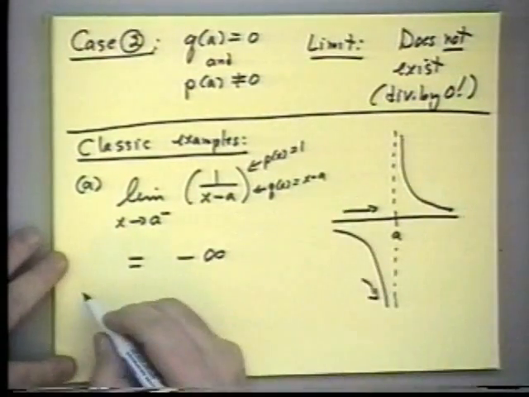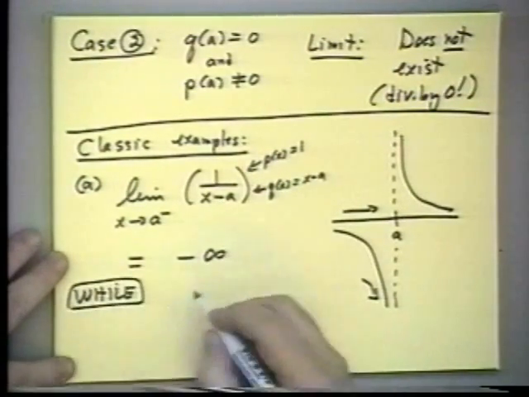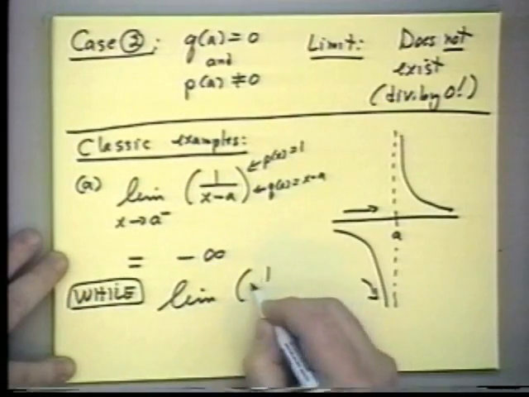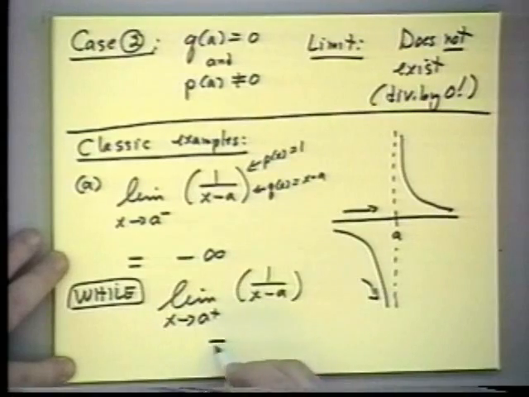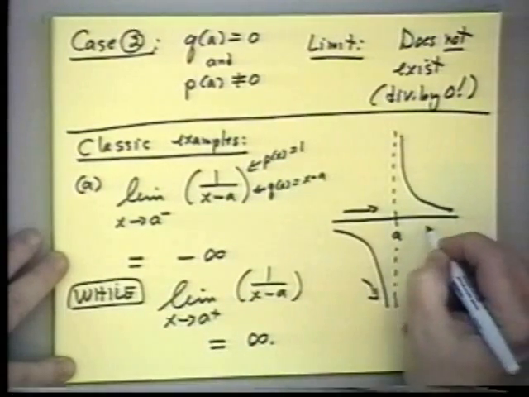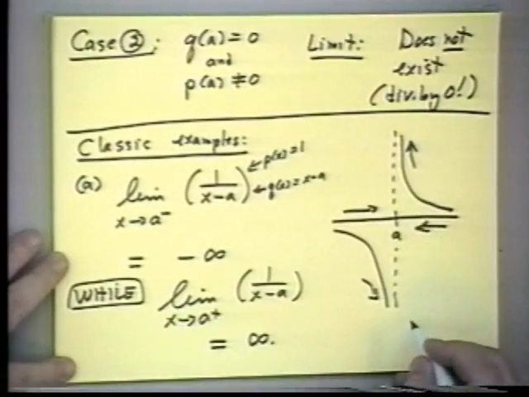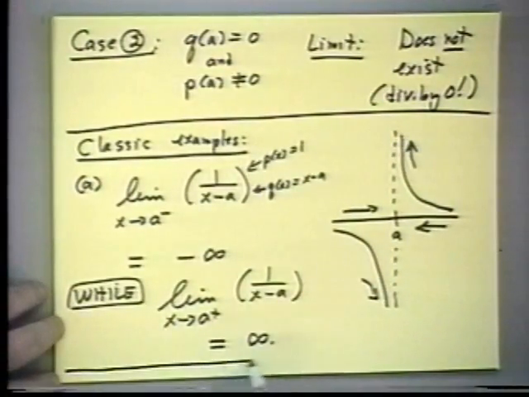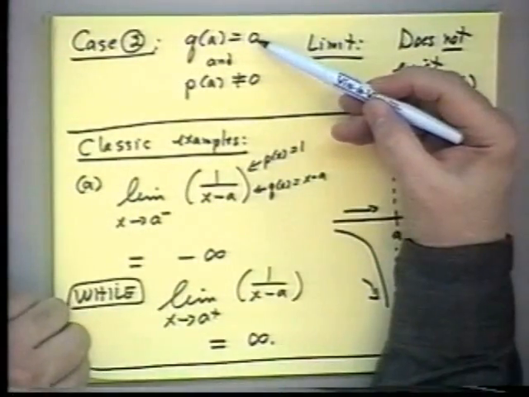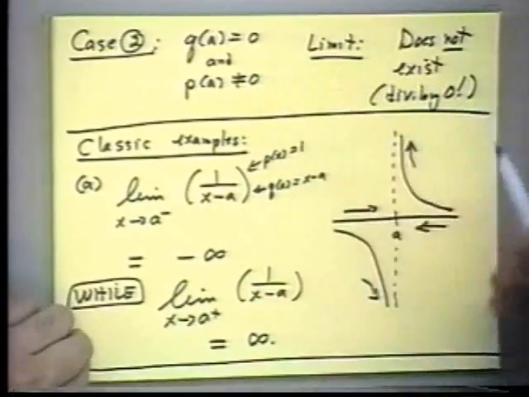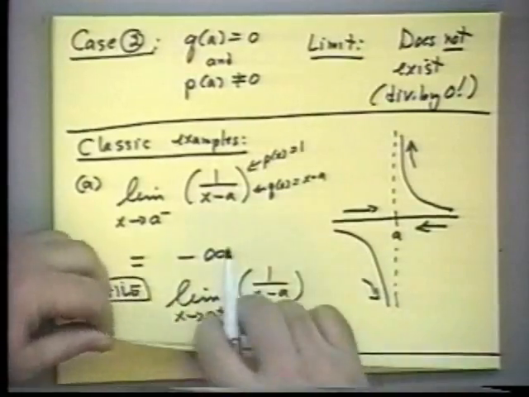While, if I come the other direction, the limit of 1 over x minus a as x approaches a from above turns out to be infinity for this same sort of reasoning. If we come from the right, the function is growing without bound. So that's the first of these classic examples where the q of a, the denominator, is 0, the p of a is not 0. This is 1 over x minus a, and we have different limits on different sides.